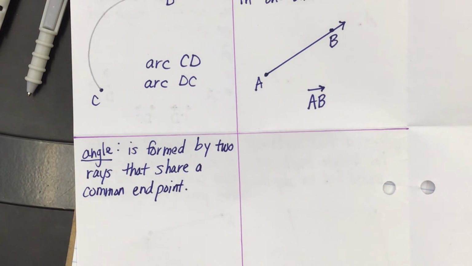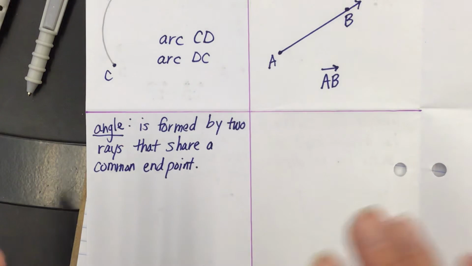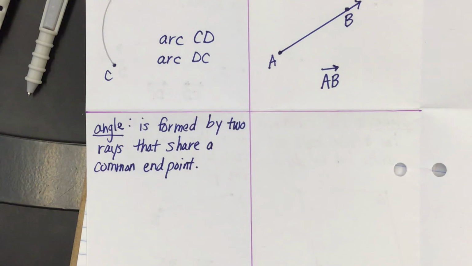Now, we'll finish this definition and how to name angles tomorrow. I want to make sure everyone has time to clip in their binder their vocabulary foldable. So you should have your table of contents, your assignment sheet, and your vocab foldable.